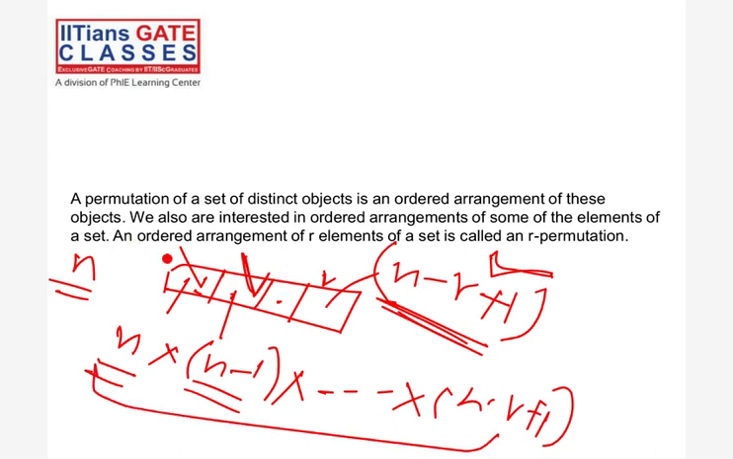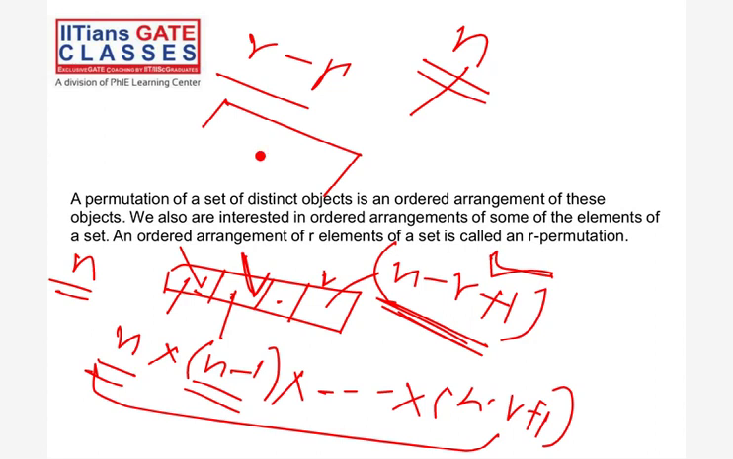These are called r permutations. Why are we calling it r permutation? Because even though we have n elements, we are only interested in the arrangement of r elements. So that's why it is called r permutation. Now we have already covered what the formula for r permutation will be.